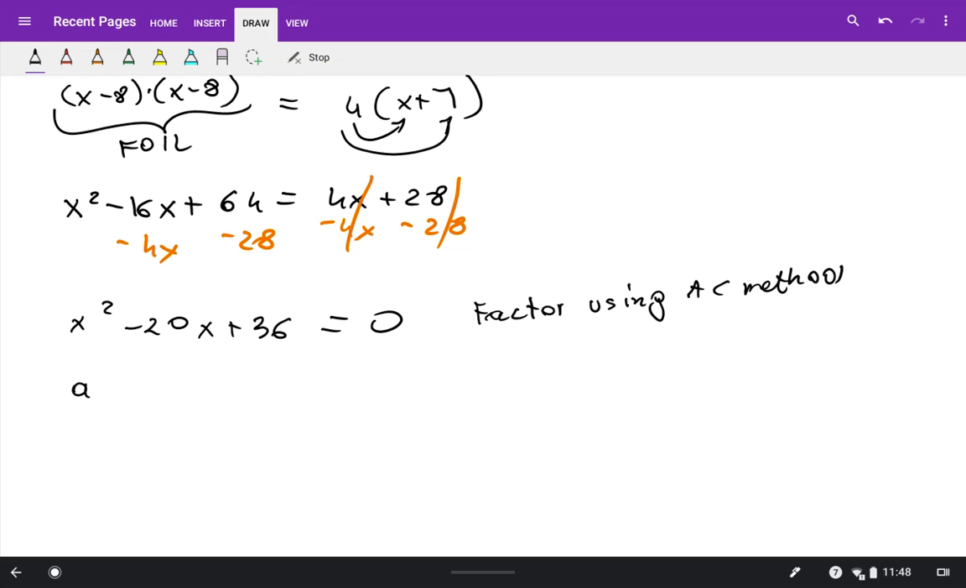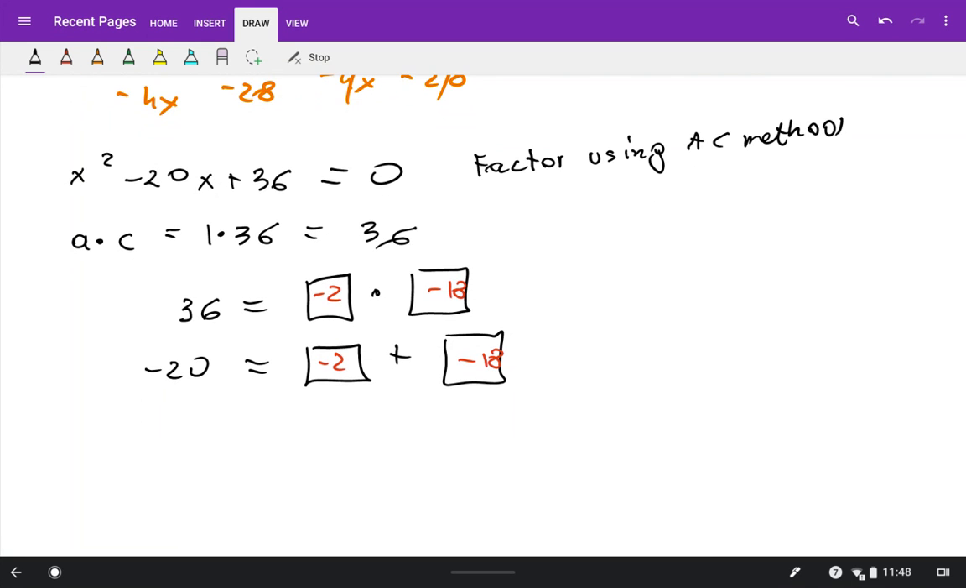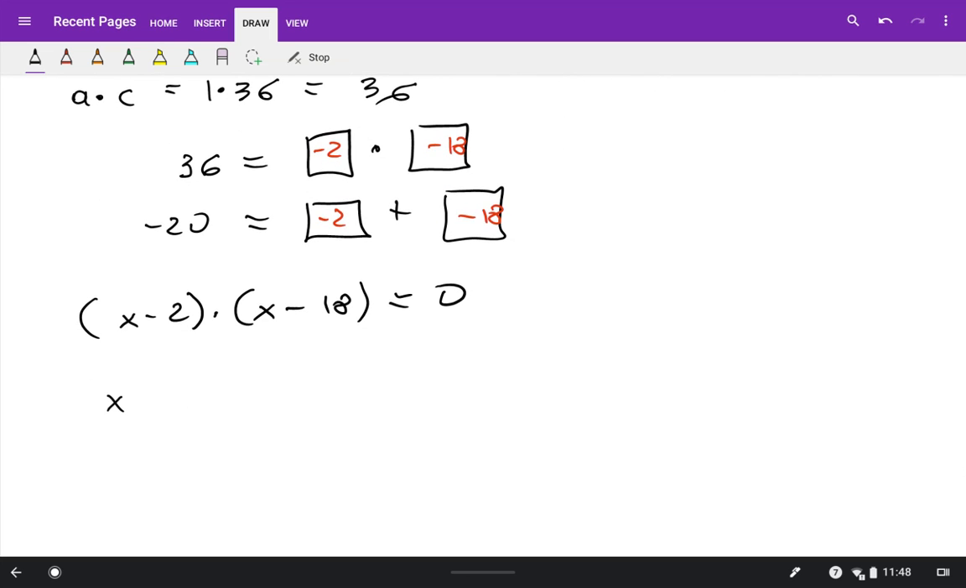First I'm going to multiply a by c, which is 1 times 36, which is 36. Next, I'm going to look for two numbers whose product is 36 and the same two numbers whose sum gives you b. And b is negative 20. So we have negative 2 and negative 18. Okay, so we're creating two factors, x minus 2 times x minus 18 equals 0. And we will solve two equations.